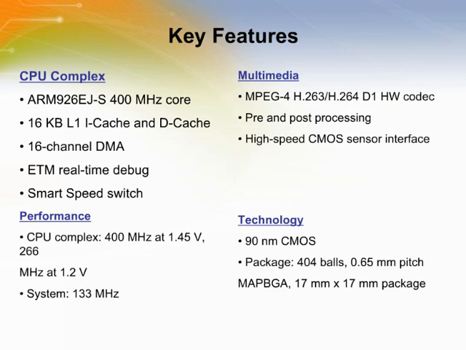The i.MX27 Multimedia Applications Processors are based on the ARM926EJ-S microprocessor core, which runs at 400 MHz, has an MPEG-4, H.263 and H.264 D1 hardware codec, and a high-speed CMOS sensor interface. The i.MX27 processors provide the performance with low power consumption required by modern digital devices like feature-rich cellular phones, portable media players, mobile gaming machines, personal digital assistants, wireless PDAs, portable DVD players, and digital cameras.